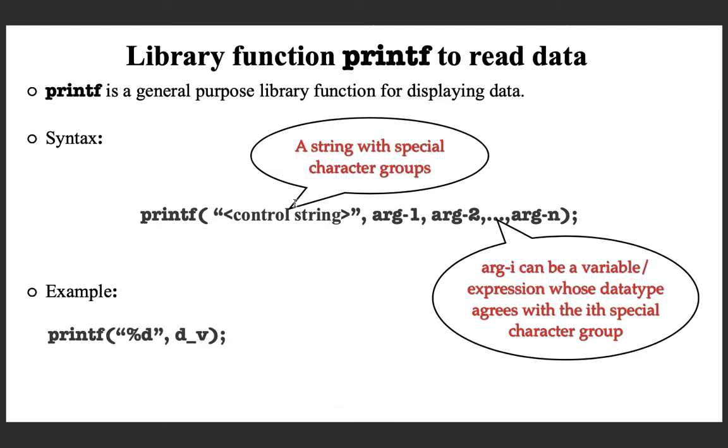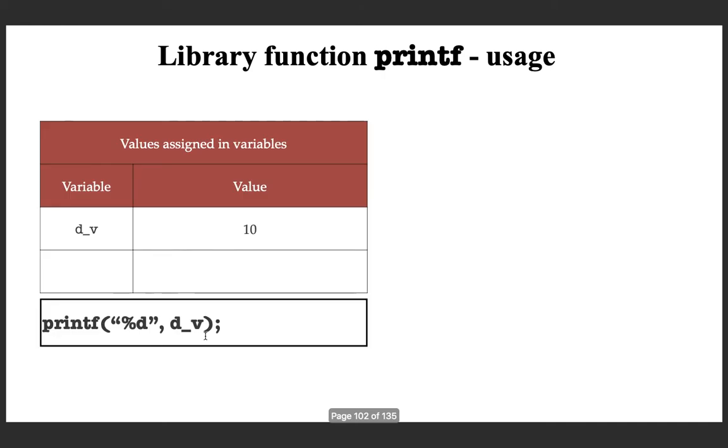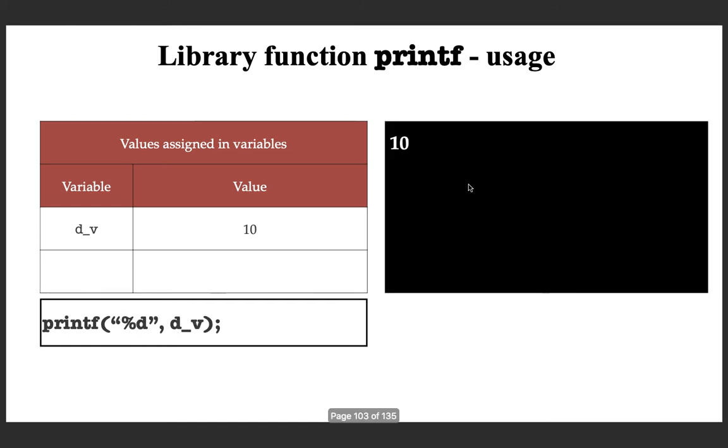Example is here. In the control string you say %d, meaning that I am going to display a decimal integer, and the variable you give in the other part. Use cases you can see. Here is the first one. Suppose you have a decimal variable in the memory and you are printing it using this statement. This is what you are going to get as output, just the value. So %d is replaced with the value of this variable.